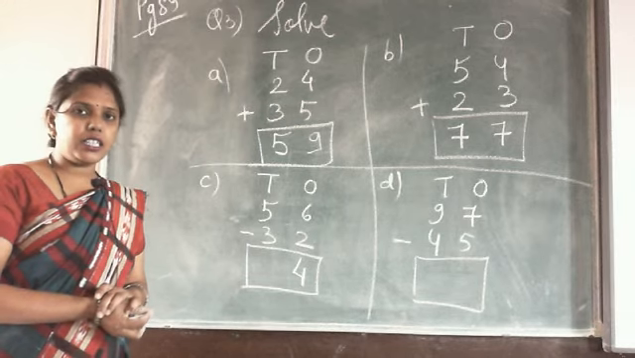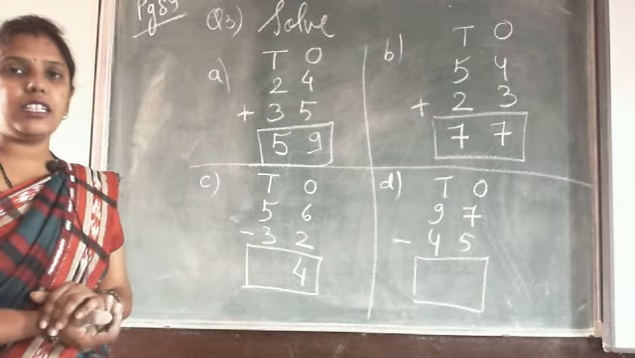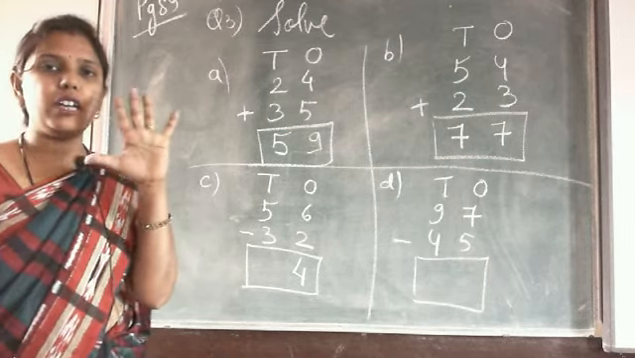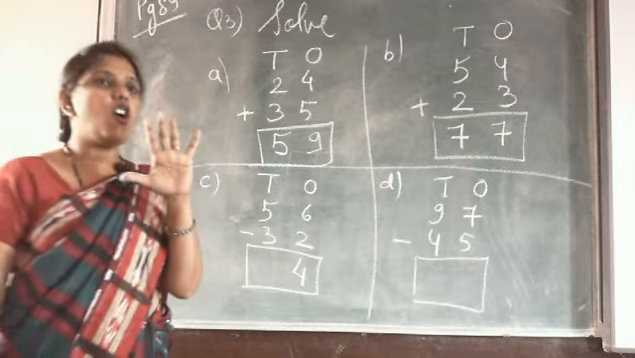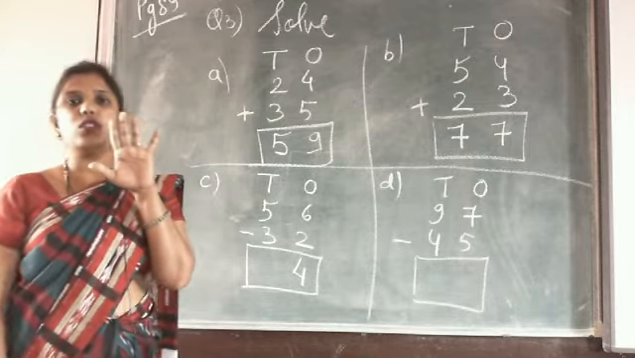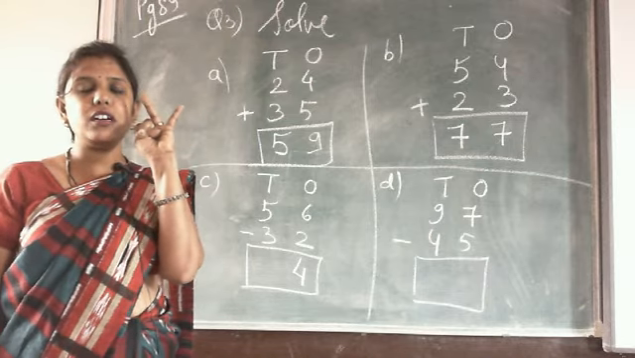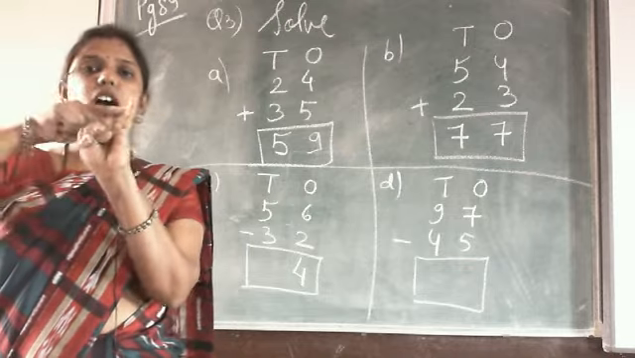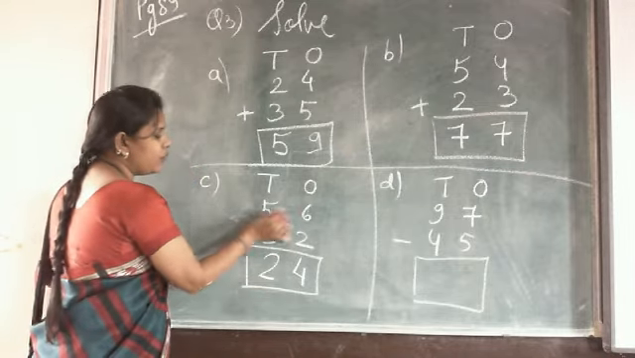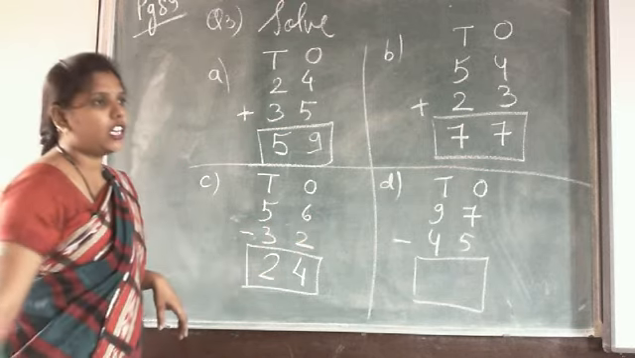Now subtract the digits given at tens place. So take out 5 fingers. I have taken my 5 fingers. Now how many fingers do you have to close? 3 fingers. So close 3 fingers. Now count the remaining fingers. How many fingers remain? 2. So write here 2. So 56 minus 32 is 24. Write it fast.